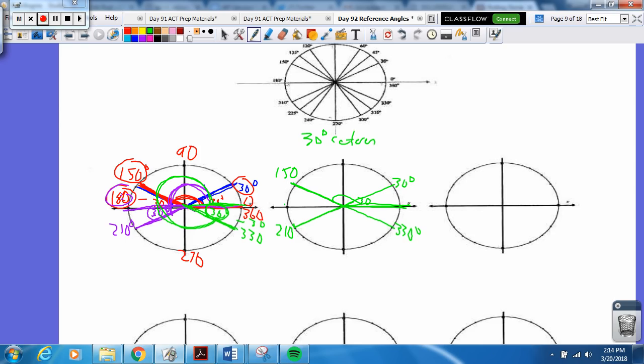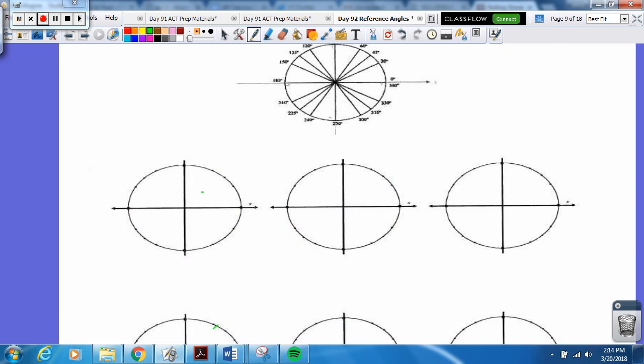Okay, so we got that. Now we are going to go to the 60-degree reference angles. I'm going to draw on this one right here, but you can draw on any one of these as you go because you need a fresh one. All I can do is just hit erase like this. So you can just draw on another one right here.